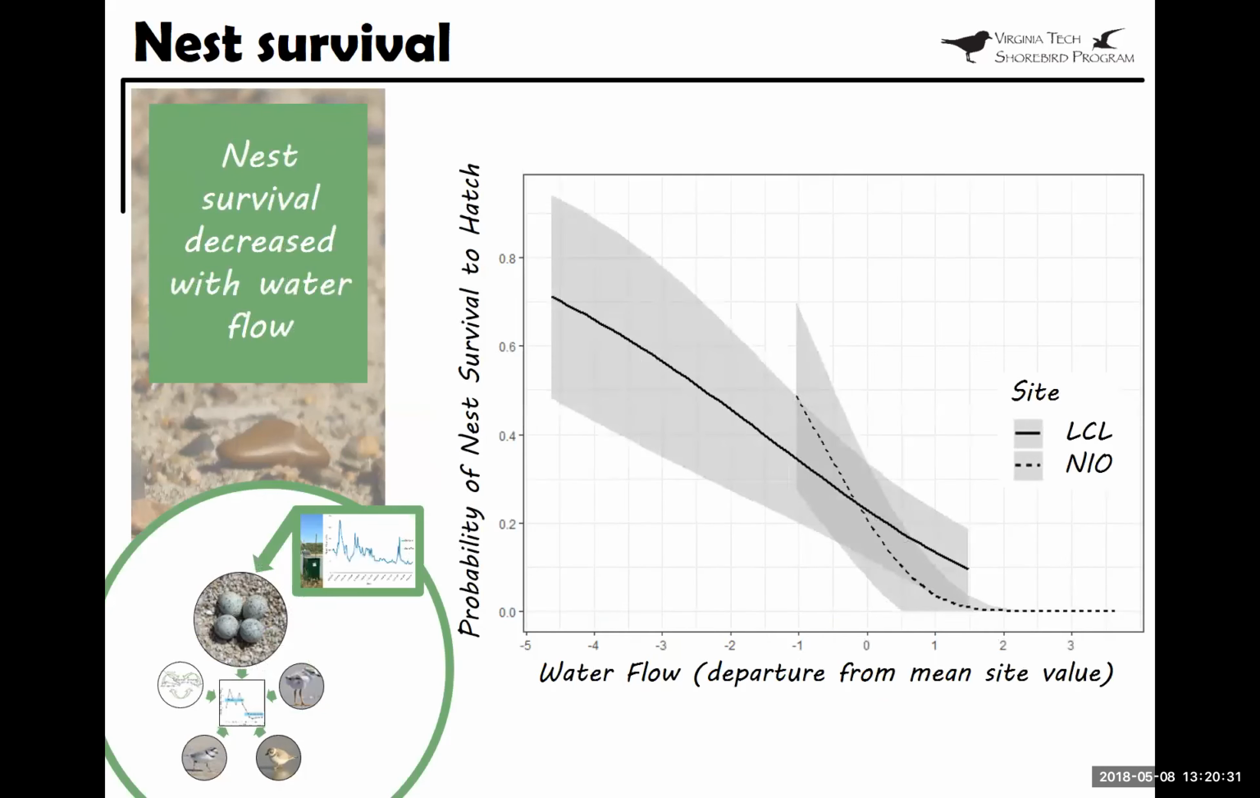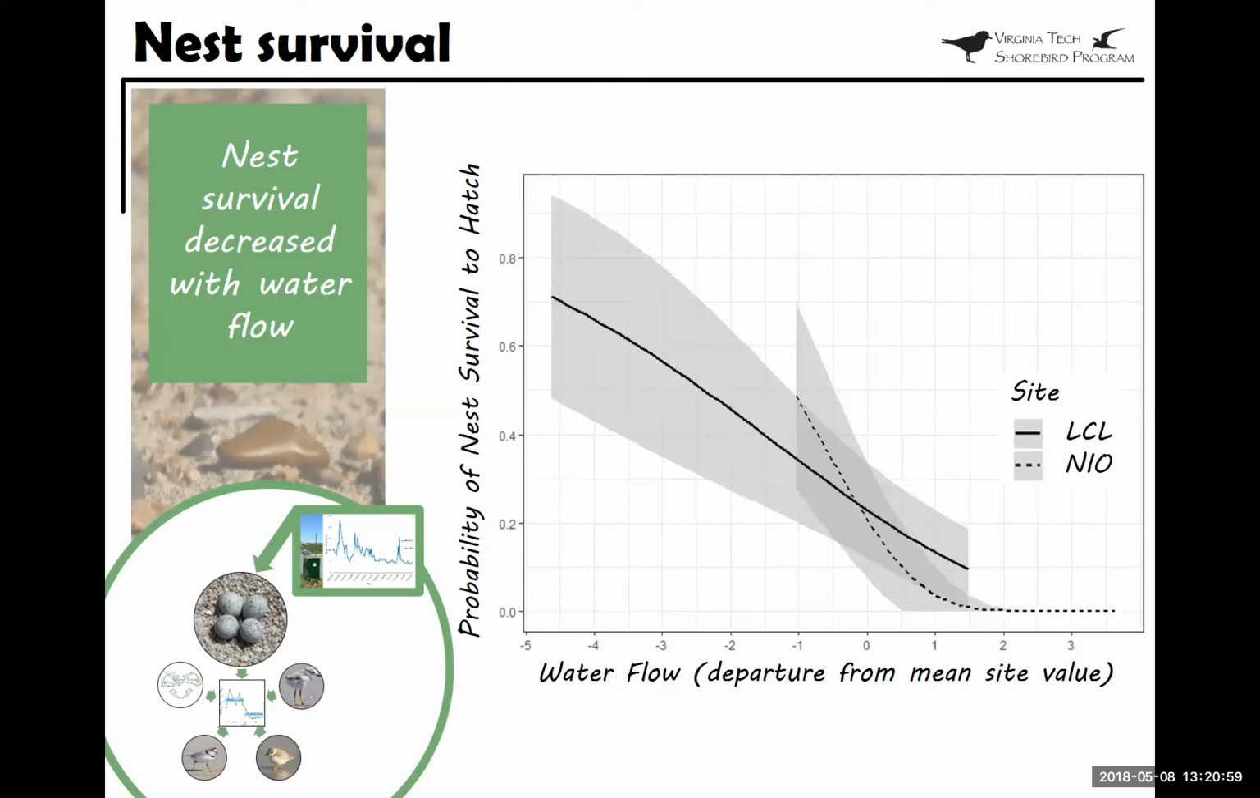So at both sites, river flow was the strongest predictor of nest success, and nest survival was highest at low river flow. We scaled and centered our river flow data for each site separately. So the x-axis here shows how the departure from the site mean value at each site affects nest survival at that site. Because the Niobrara and the Missouri River are so different with how they flow, it was more appropriate to look at that river flow data specific to the site.